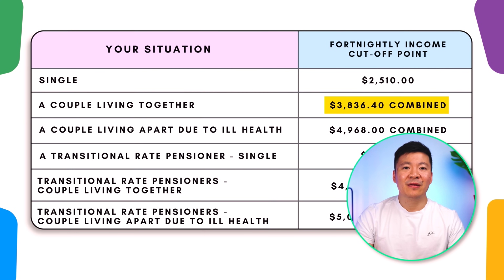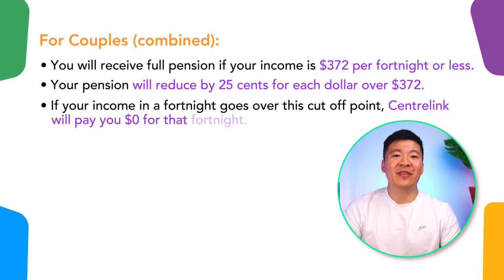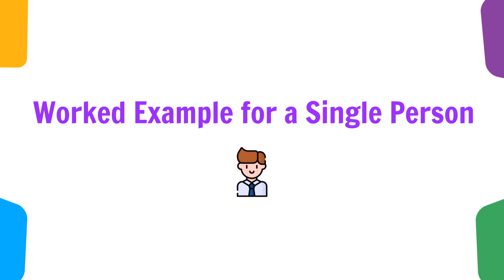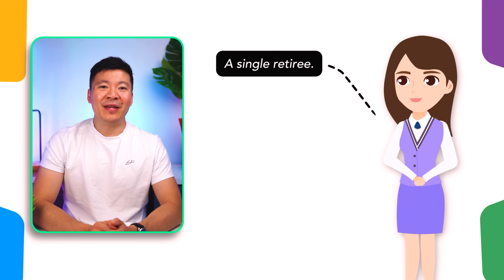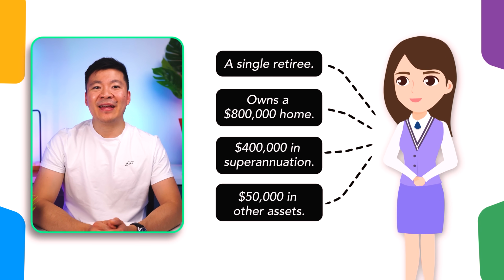You can still receive a part pension if your income is less than the cutoff point of $3,836.40 per fortnight. If your income in a fortnight goes over this cutoff point, Centrelink will pay you $0 for that fortnight. Here is a full list of the cutoff points for different scenarios. Let's now go through a few worked examples so you can understand better. Worked example for a single person. Our friend Mary is a single retiree, owns an 800k house, has 400k in superannuation and 50k in other assets.